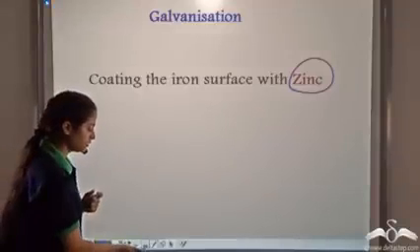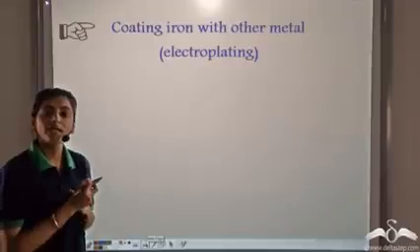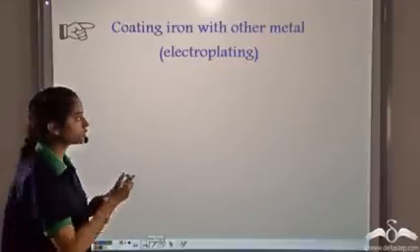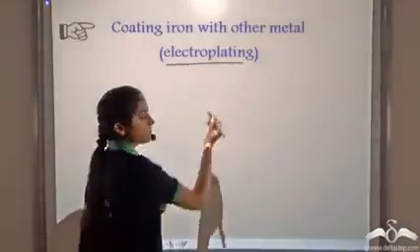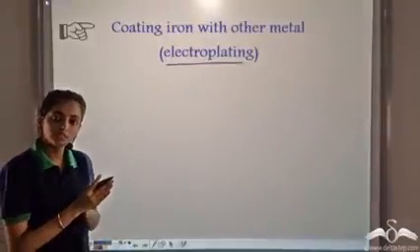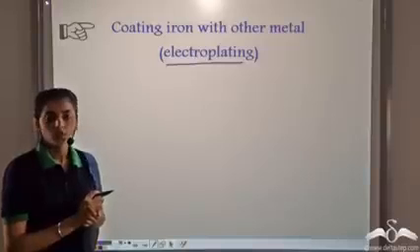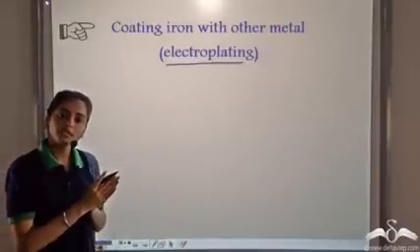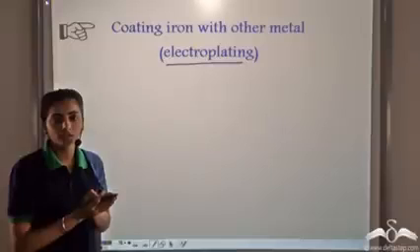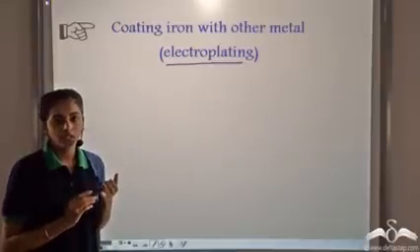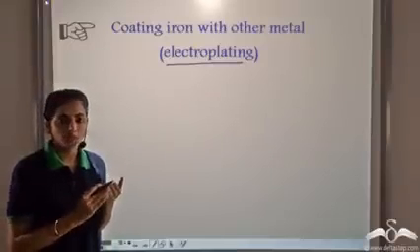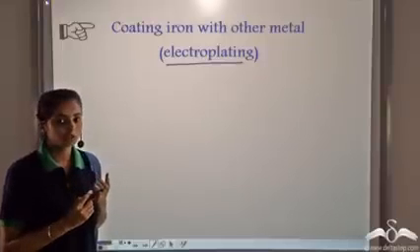Another way to prevent corrosion is by electroplating. Electroplating is using electrolysis to coat the iron articles with some other metal. So by electroplating as well, we can prevent the surface of iron articles from coming in contact with air, that is oxygen and moisture, and so we can prevent corrosion.